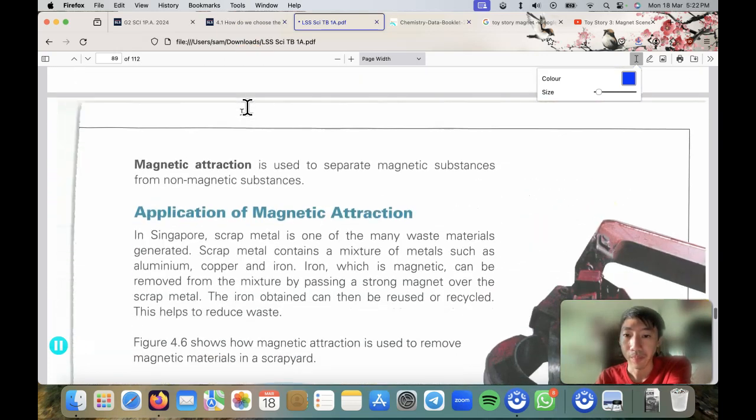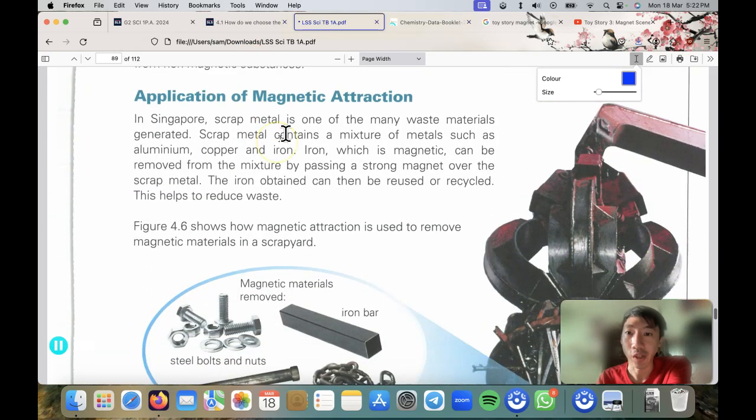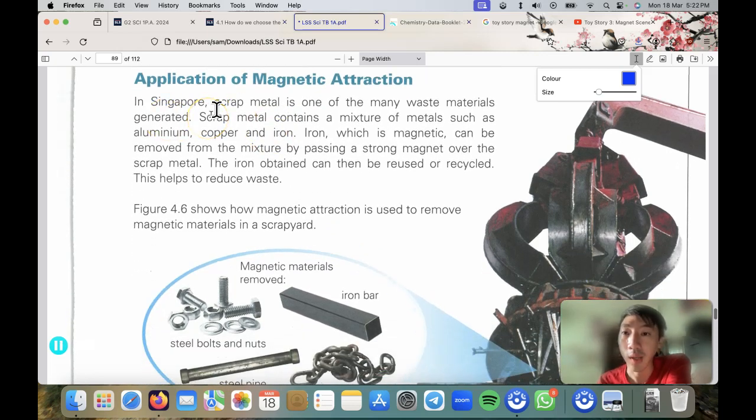Some other applications of magnetic attraction. Here we can see scrap metal. In Singapore, scrap metal is one of the many waste materials that are generated. Scrap metal contains a mixture of metals such as aluminium, copper, and iron. As we mentioned just now, not all metals are magnetic. Copper and aluminium are non-magnetic metals. Only iron, which is magnetic, can be removed from the mixture by passing a strong magnet over, and then we can reuse and recycle this iron.